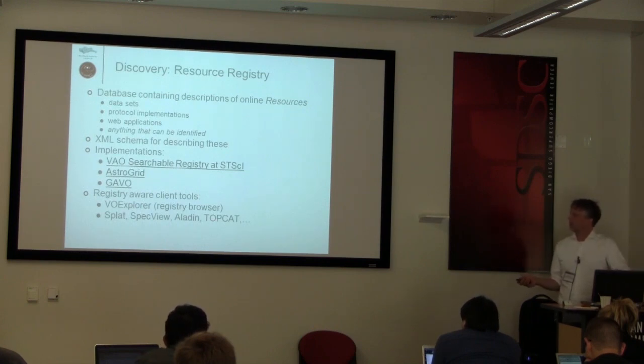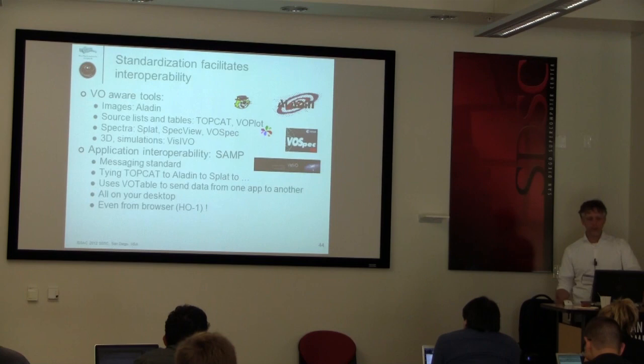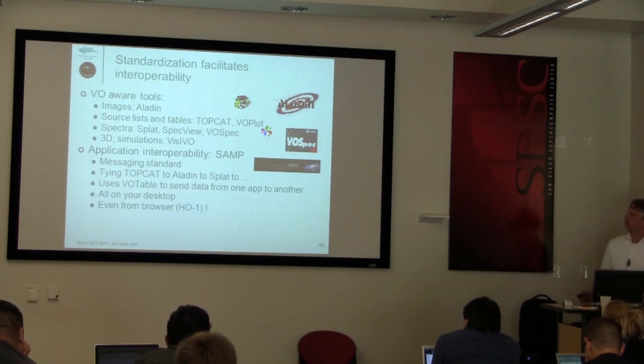But it particularly comes into its own if you have certain tools that are actually registry aware. There are lots of these tools now, built again for the VO, that understand VO standards and that can actually send requests to VO services. So for example, for images, there's Aladin and there's others. DS9 doesn't yet query the VO, it can handle it. But Aladin is a tool developed in Strasbourg.